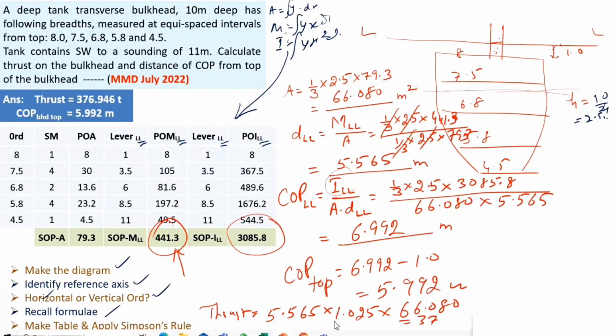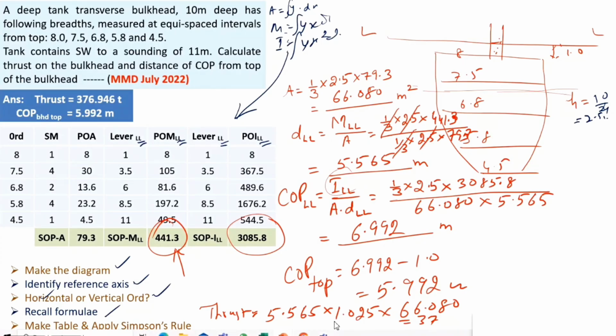Sir, can you cross-check my answer of thrust? 376.94 tons. Your answer is already on display, on top, right below the question. Okay, I think that's good enough. Any more doubts in this process?